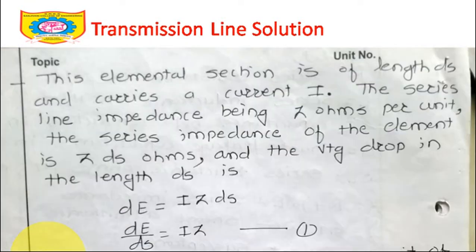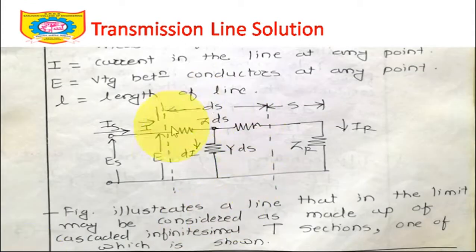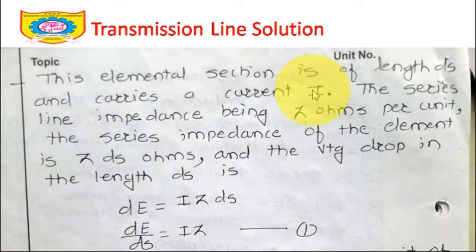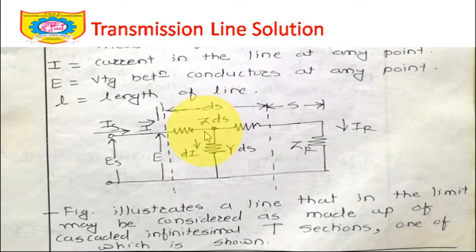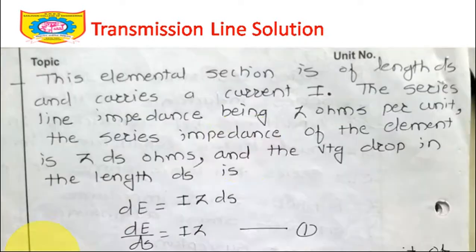Now it's time to carry forward our discussion. The element section is of length ds and carries a current I. So we are talking about this section, which is carrying current I, whose length is ds. Now what is the equation? The series line impedance being z ohms per unit length, the series impedance of the element is z ds ohm, which we have already written here. The series impedance is z ds ohm.